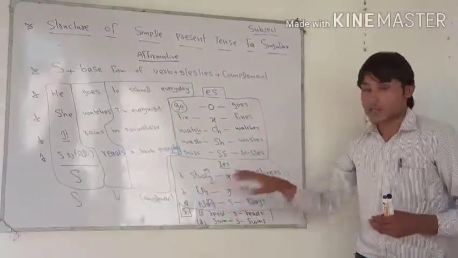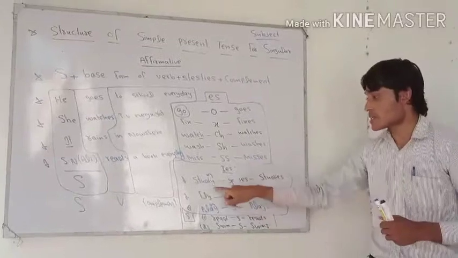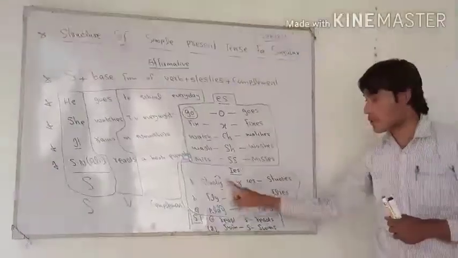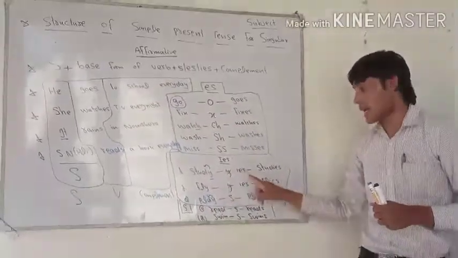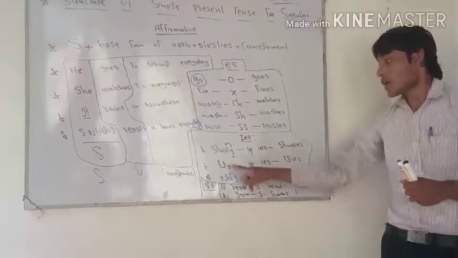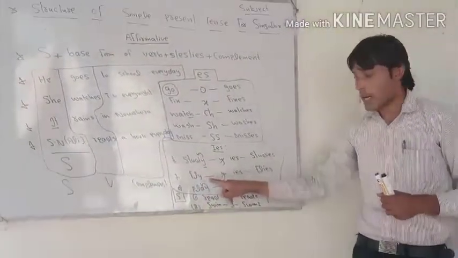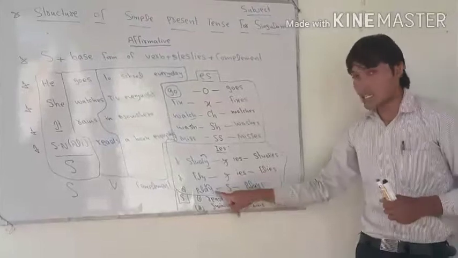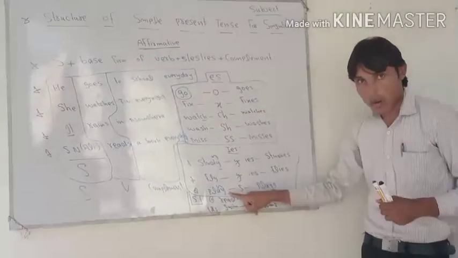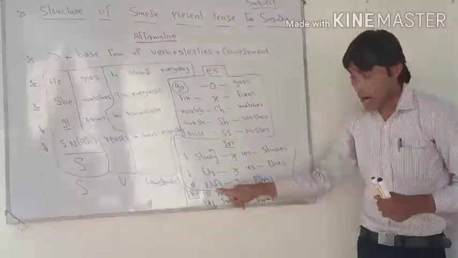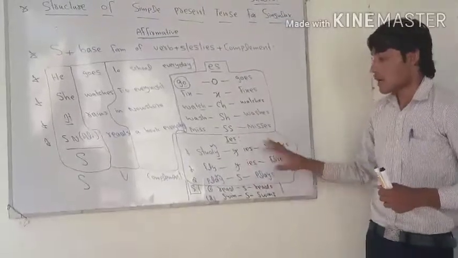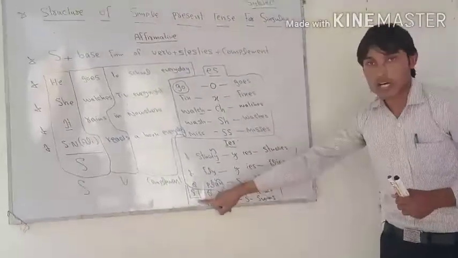And how about IES? There is an exception. If the verb ends in Y and before the Y we have a consonant, remove the Y and add IES, and it converts to studies. If we talk about lie, remove the Y and add IES, lies. But there is another exception: if the verb ends in Y and before the Y we have a vowel, just add simple S. If it does not follow this formula, try to add only S.